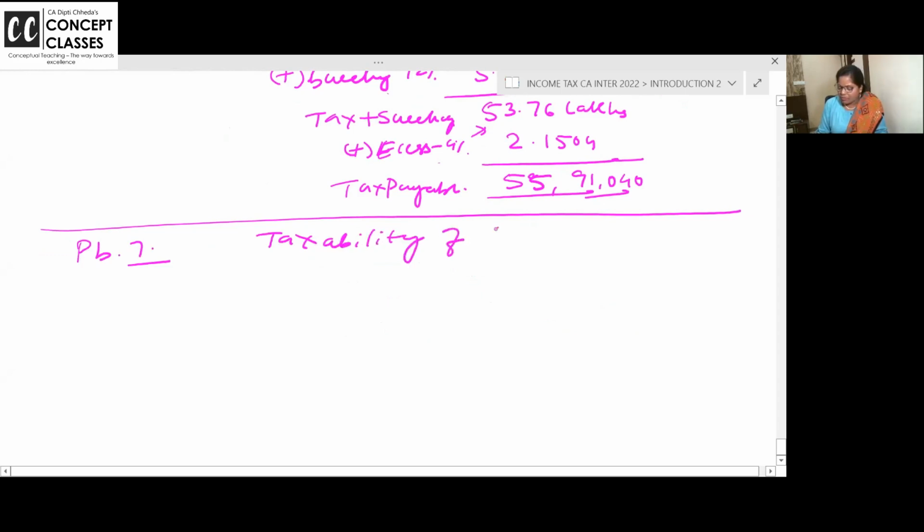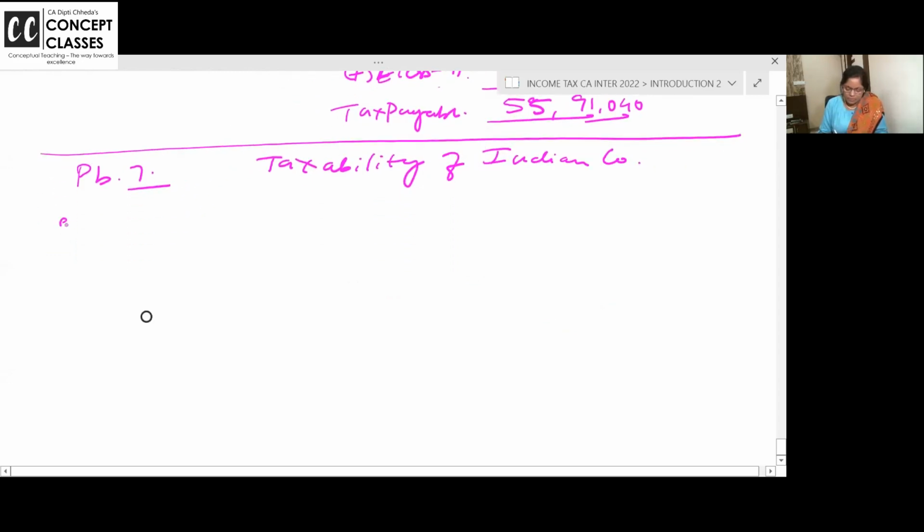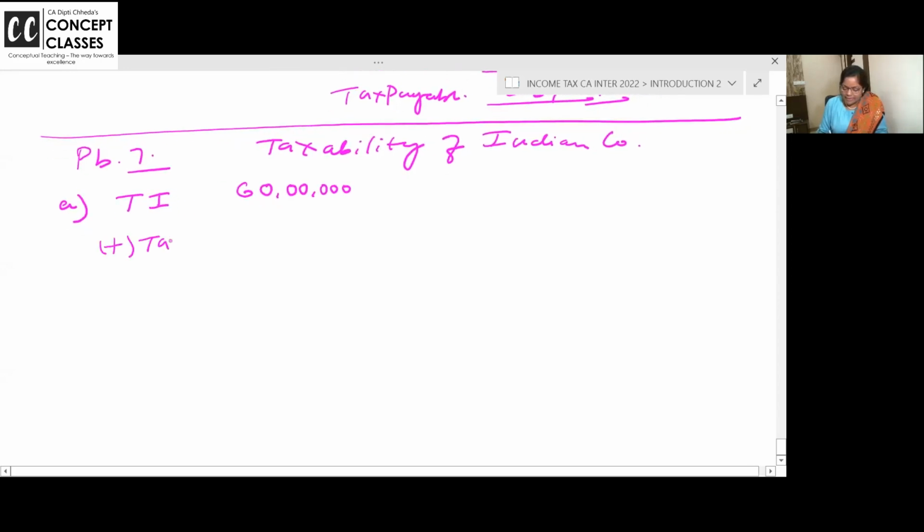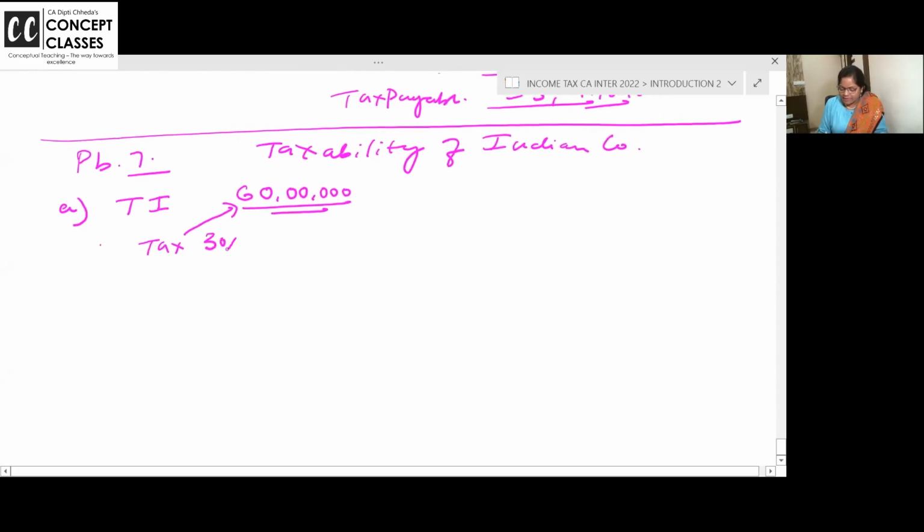Problem number 7. Taxability of Indian or domestic company. What is the total income of Kanha Limited? 7th problem में 60 lakhs total income. तो टैक्स कितना आ रहा है? Tax is on total income. कितना टैक्स है? 30%. Indian company should pay flat 30% tax. That comes to 18 lakhs. Is there surcharge? Answer is no.